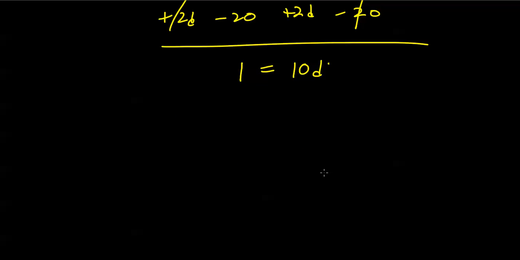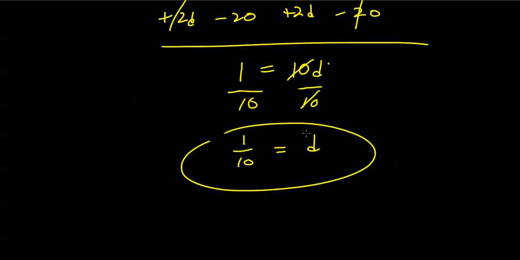So I get the equivalent statement, then, 1 equals 10d, and if I divide both sides by 10, the 10s will cancel out on the right. I've got d equals 1/10. Again, no decimals, no mixed numbers, please. d equals 1/10. All right.